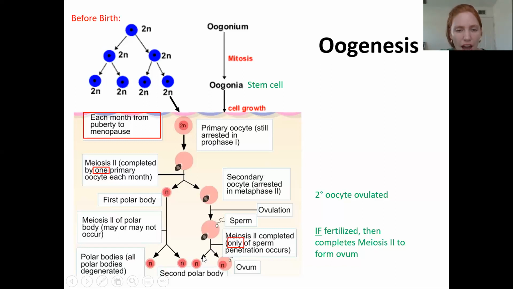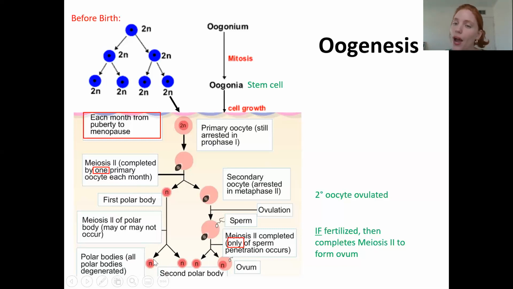Here we have another division, and again, one takes all of the cytoplasm for itself. So you get one beautiful, wonderful ovum that's got all this wonderful cytoplasm. It's a lot of good cytoplasm. It'll last a long time. And again, you get an ugly little small polar body that's good for nothing.